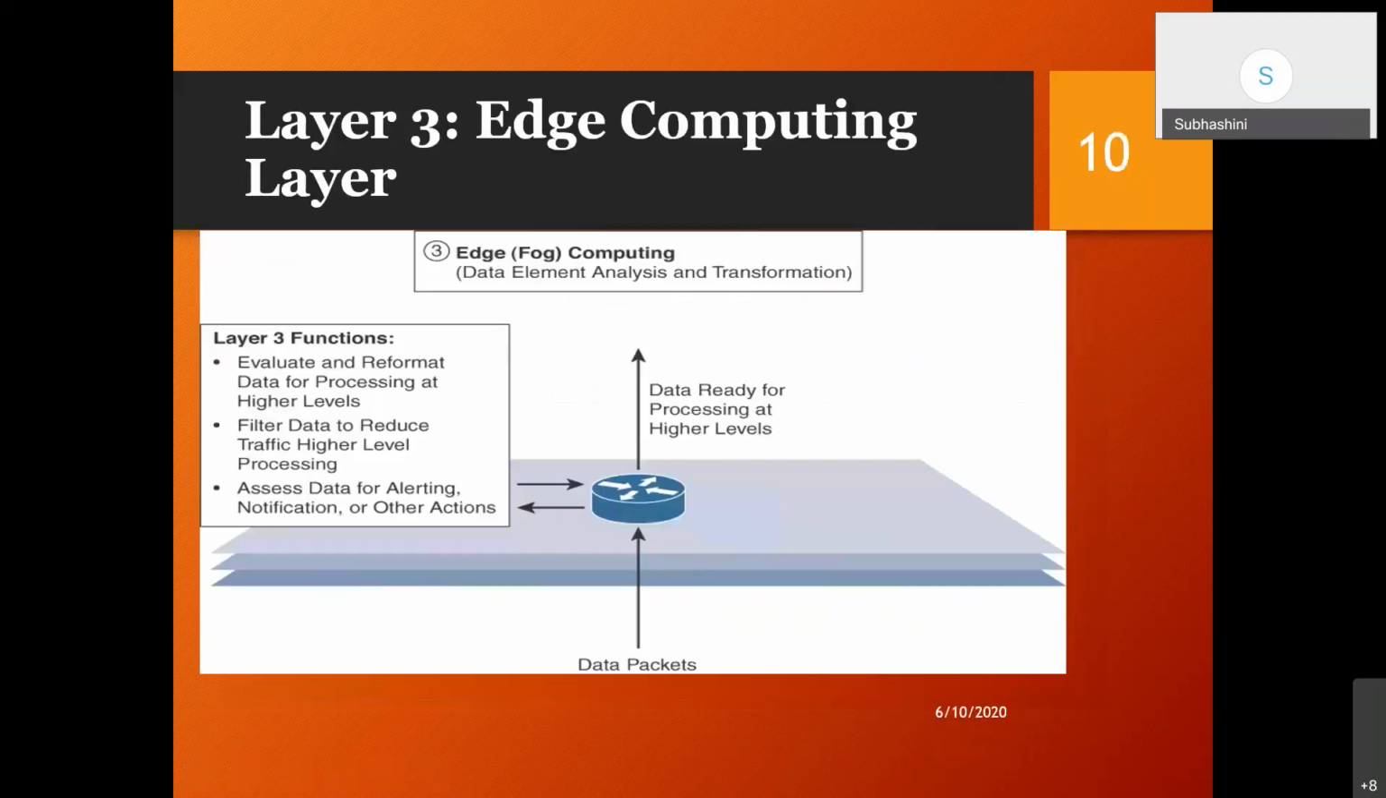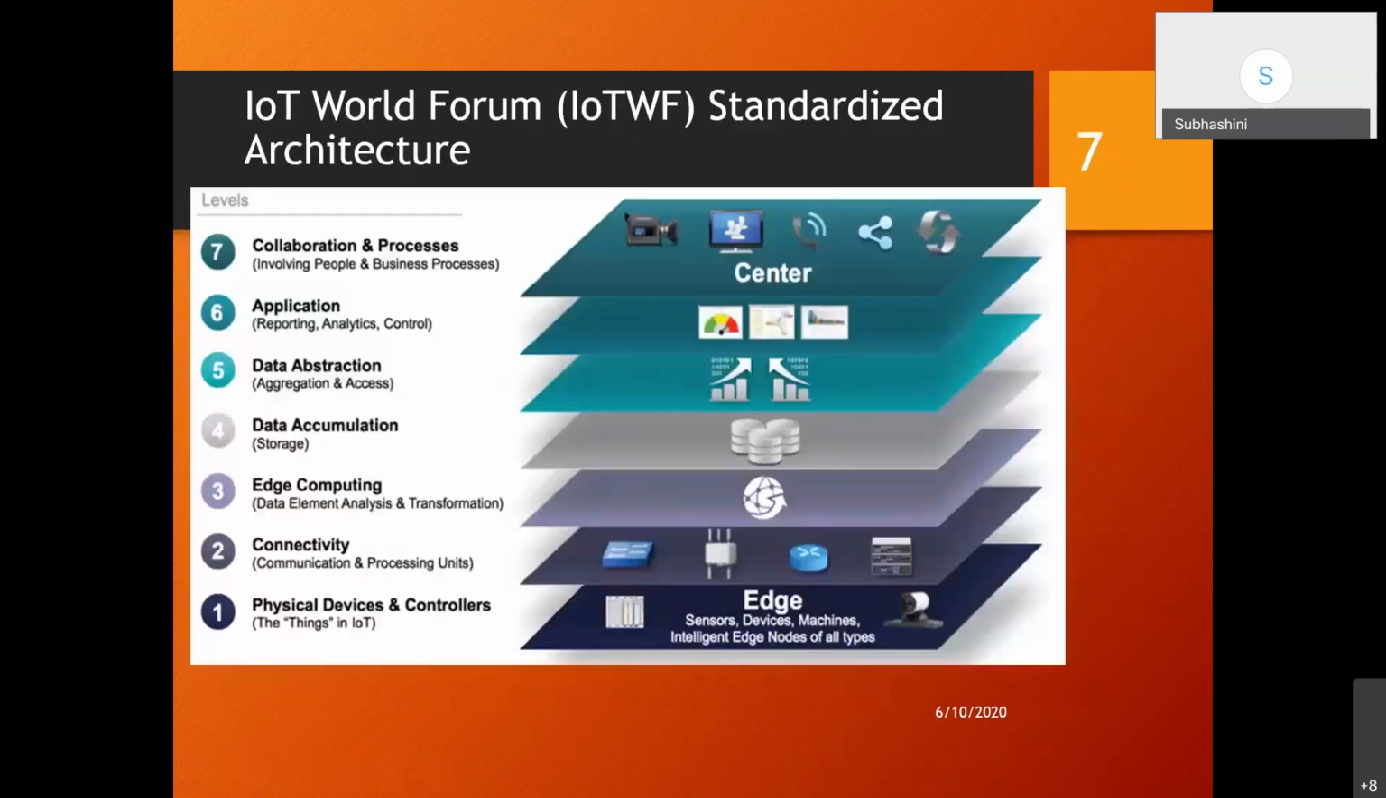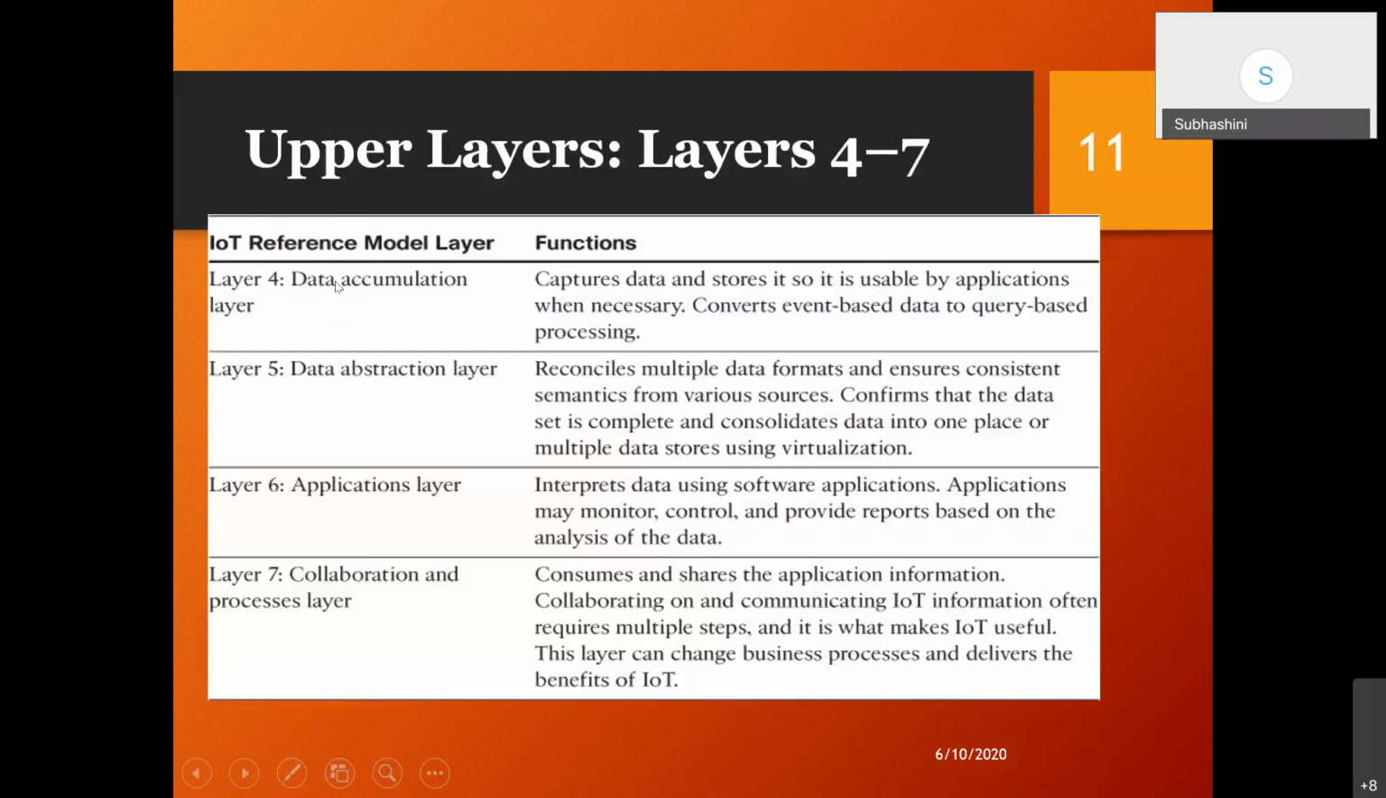So these are the 3-layer implementations. We told totally about 7 layers, right? So what do layers 4, 5, 6, and 7 do? Data accumulation talks about capturing and gathering the data and storing it whenever you need. And the data abstraction layer. What do you mean by abstraction? Different data are getting generated by different types of sensors. We have multiple types of sensors: moisture sensor, humidity sensor, soil sensors, environmental sensors.